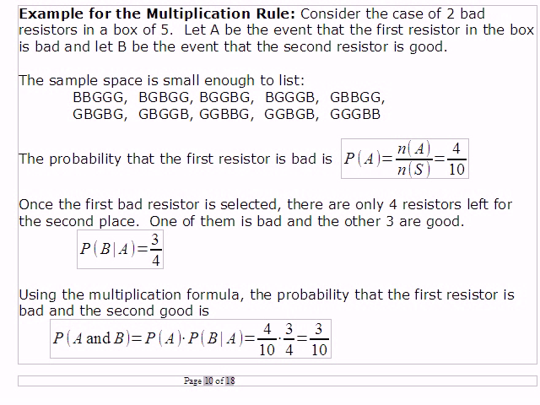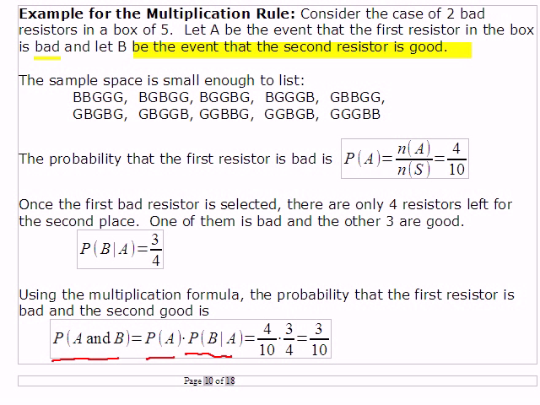So here's an example for the multiplication rule. Let's say you have these boxes of five resistors, and you have the case of 2 bad resistors in the box of 5. A is going to be the event that the first resistor in the box is bad, and B is going to be the event that the second resistor is good. There are 2 ways to do this actually. We'll do it first using the multiplication rule. Here's the rule: the probability of A and B occurring is the probability of A times the probability of B given that A has occurred. So let's start with the probability of A.